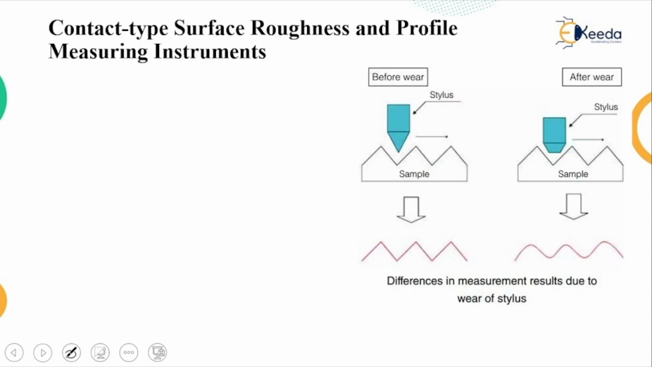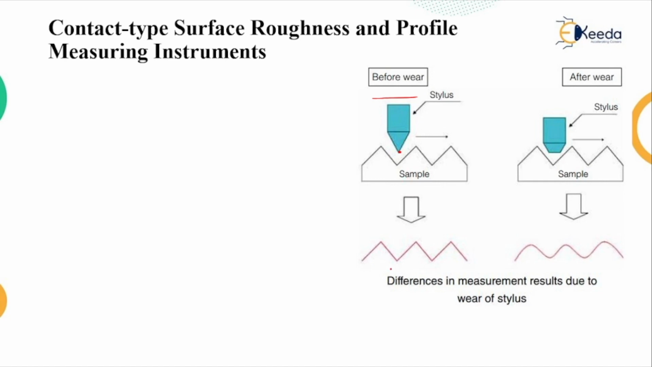Now the next, contact type surface roughness and profile measuring instrument. We'll see what happens when there is wear of the stylus, and the effect of this wear on the profile. Before wear, you can see here there is a stylus which has a conical or point type of end.